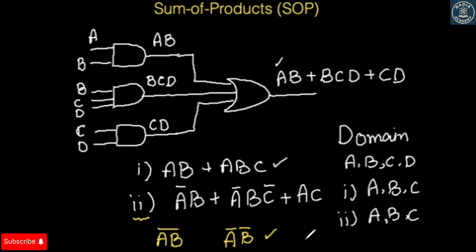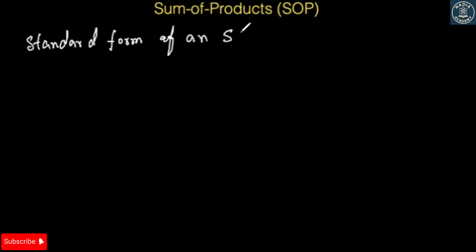Now, the next point we need to understand is the standard form of the sum of products expression. So what is the meaning of a standard form? Let's try to understand the standard form of an SOP Boolean expression.